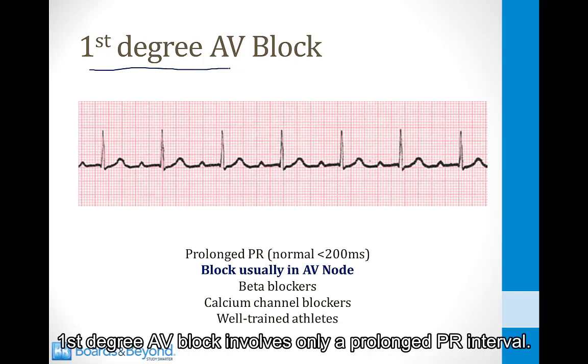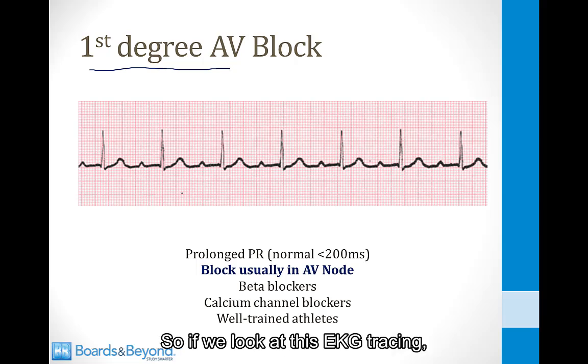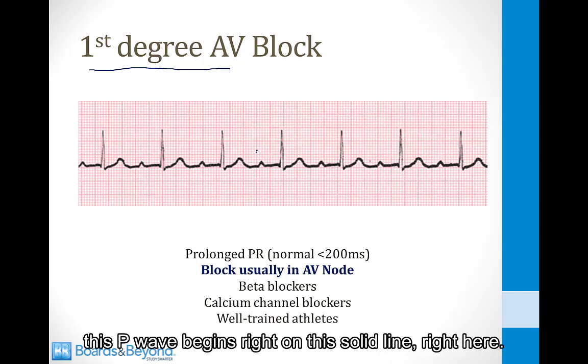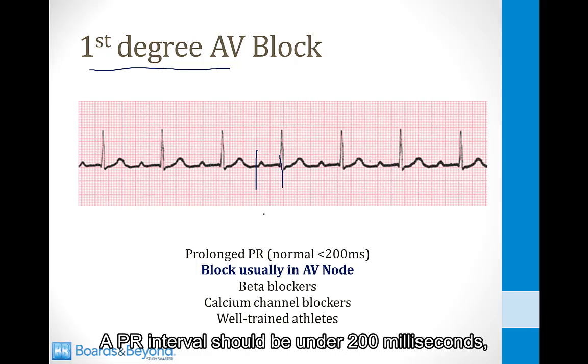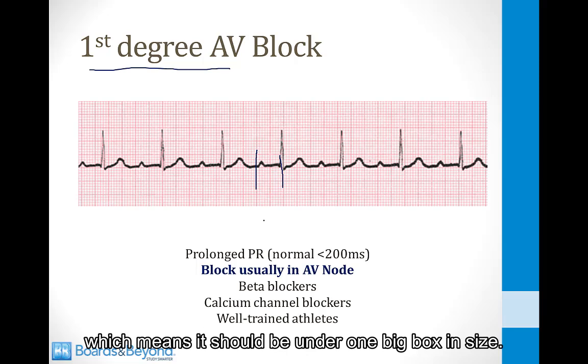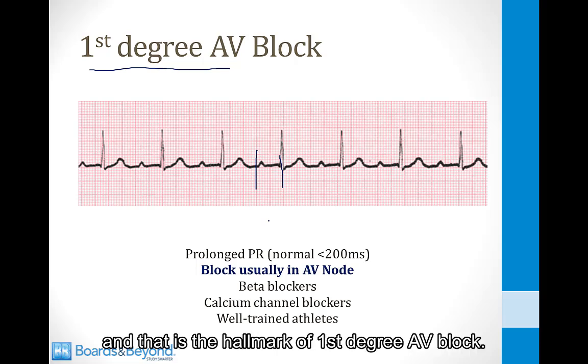First-degree AV block involves only a prolonged PR interval. All of the P waves are conducted to the ventricles. So if we look at this EKG tracing, this P wave begins right on this solid line right here. The QRS complex does not start until almost 2 big boxes later. A PR interval should be under 200 milliseconds, which means it should be under 1 big box in size. This PR interval is too long, and that is the hallmark of first-degree AV block.